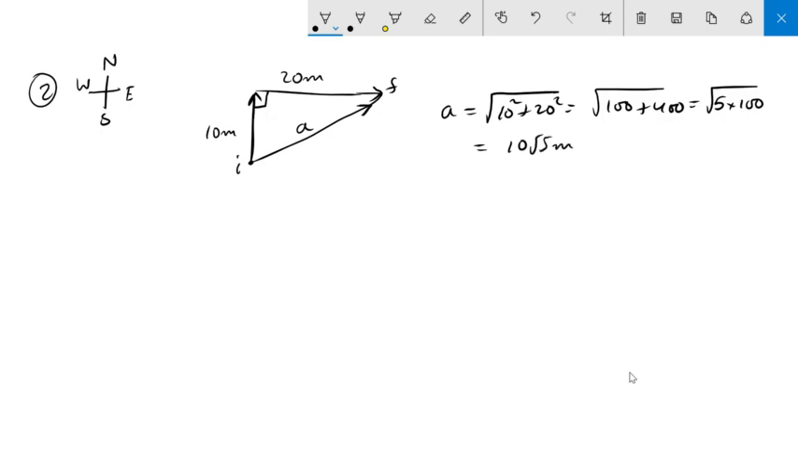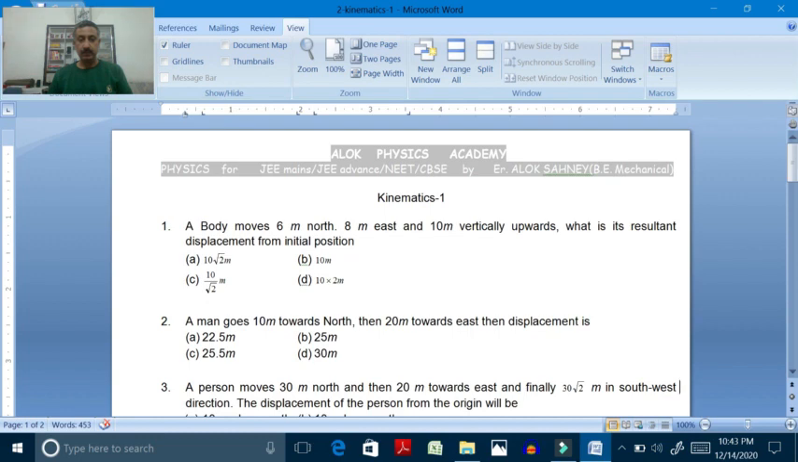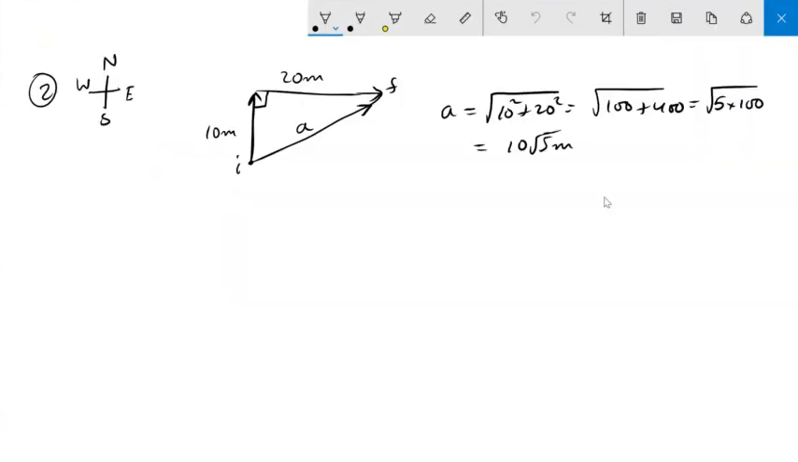Now let us check the answers. These are the options. So 10 root 5 is closest to which answer? Let us see. So we know that root 5 is 2.25. Isn't it? Root of 6.25 is how much? 2.5. So it has to be less than 2.5. And root of 4 is 2. So it has to be more than this. So if you check it, it turns out to be 2.25. So it is 22.5 meters.